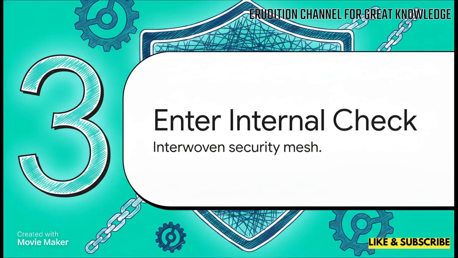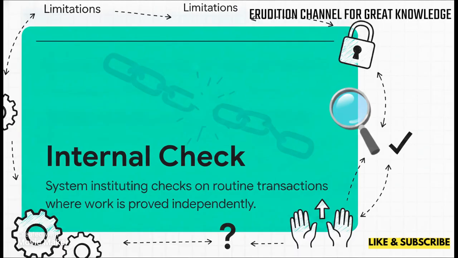Which brings us to Section 3. Enter the internal check, the interwoven mesh of security. If internal control is the overarching shield for the business, the internal check is the specific interwoven mesh that reinforces it every single day. According to the Institute of Chartered Accountants of England and Wales, which, yes, sounds very academic, it is essentially a routine system of instituting checks on day-to-day transactions. It's a setup whereby the work of one person is proved independently or is complementary to the work of another, with the main object being the prevention or early detection of errors and frauds.